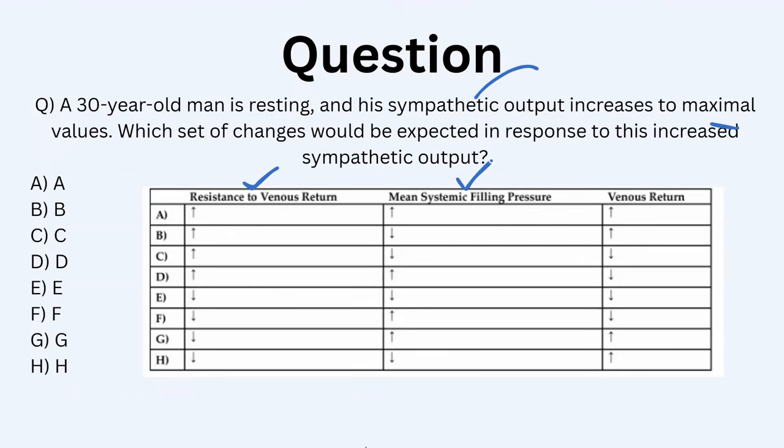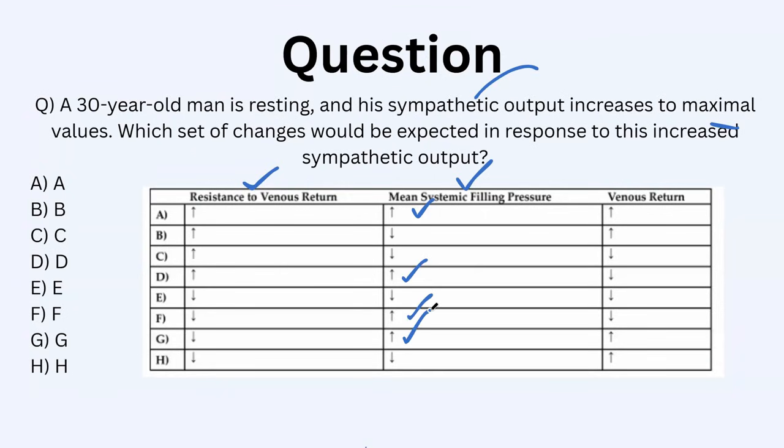And if they act on the larger veins, that means the blood is not allowed to stay in the veins. It's supposed to go up. That means the mean systemic filling pressure also increases. So it's either this one, or this one, or this one, or this one, okay?